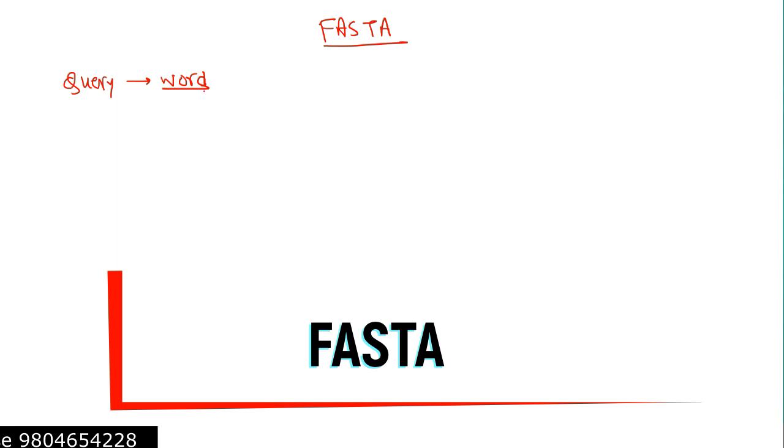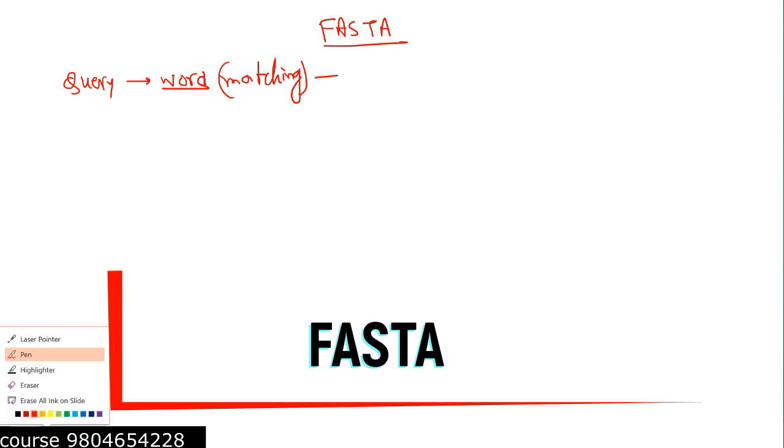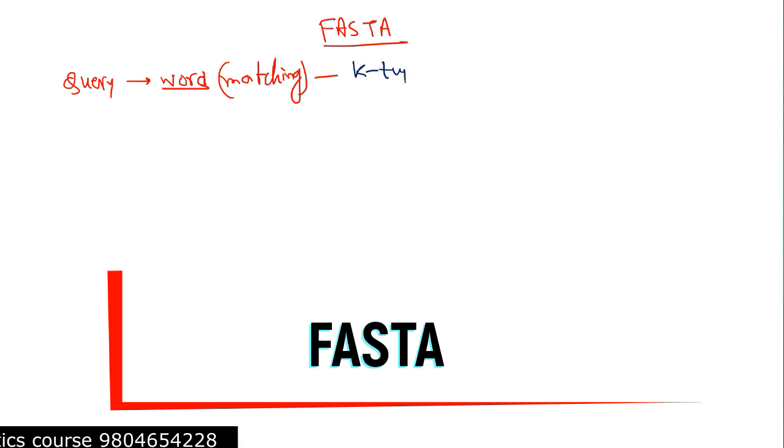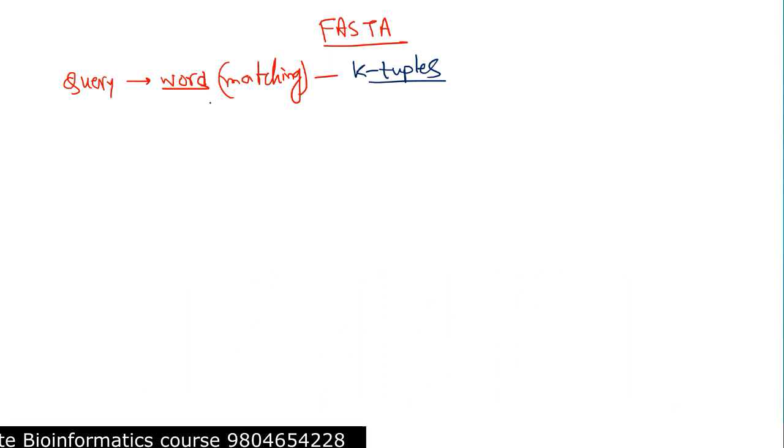Every single matching word, the matching word will be known as what? Let me write it down. K tuples. Okay, that is the matching word, K tuples, as neighbor word in BLAST. In case of BLAST, whenever the word is matching, we call them neighbors. In case of FASTA, if we are choosing a word which is matching, we call it K tuples.